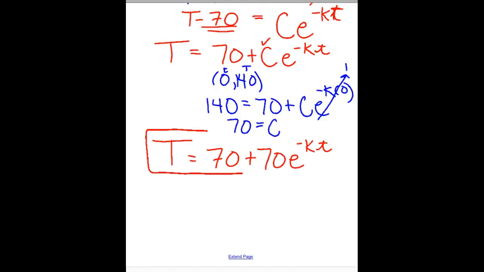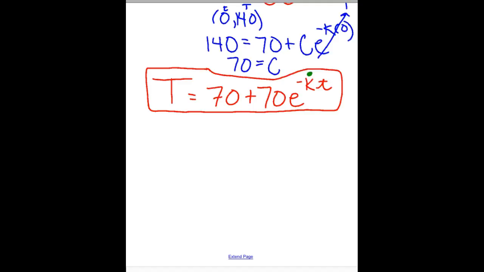That's the answer that's going to be on your packet. In order for me to find k, I would have to be given one more point on the curve. So now I'm going to have you understand the significance of this. If I knew that when I took something out of the oven it was at 140 degrees, and then an hour later maybe it had cooled down to 100 degrees, this would help me find C, this would help me find k, and when I'm done, I'd have a model for the temperature at any given time.